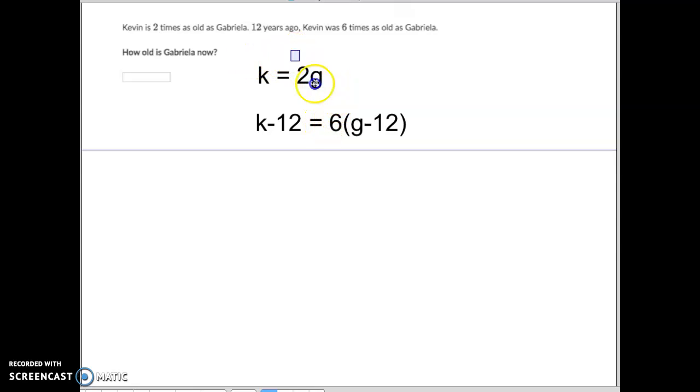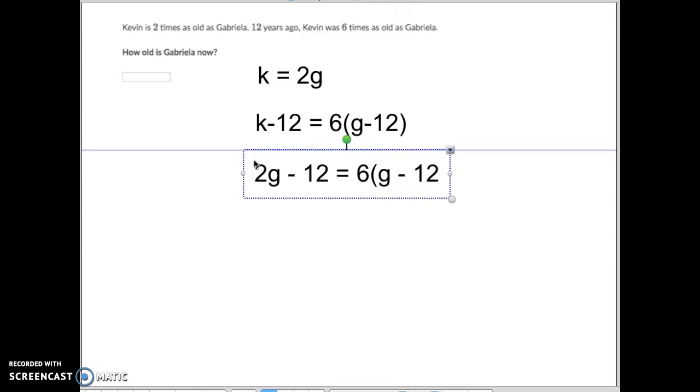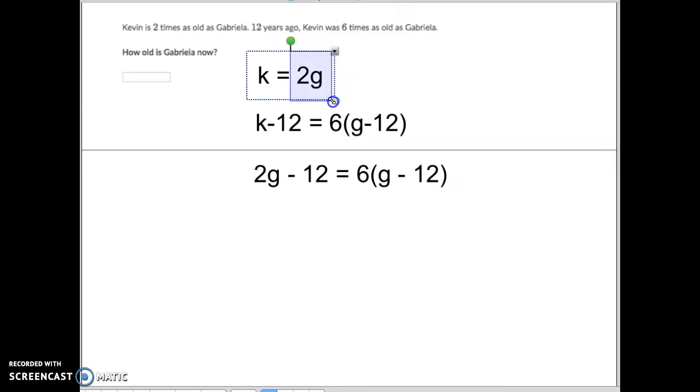We know that K equals 2G. So I'm going to take that 2G and I'm going to plug it in for K. So I'm going to go 2G minus 12 equals 6 times G minus 12. Okay, so you'll notice I took this 2G right here and I simply plugged it in for this K right here. Everything else stayed the same. So instead of that saying K now, it says 2G. Everything else, the minus 12 equals 6 times G minus 12 stays the same. Now we can solve it.